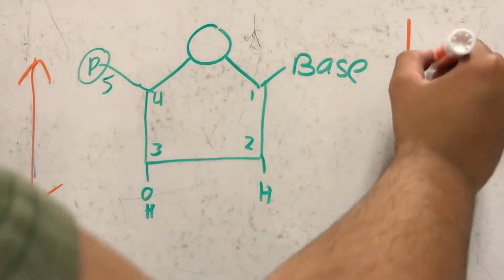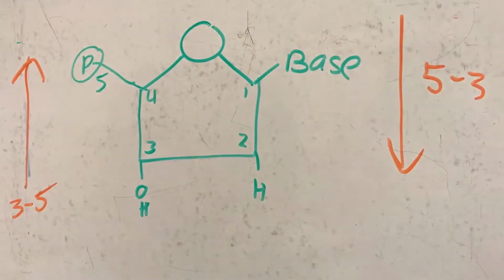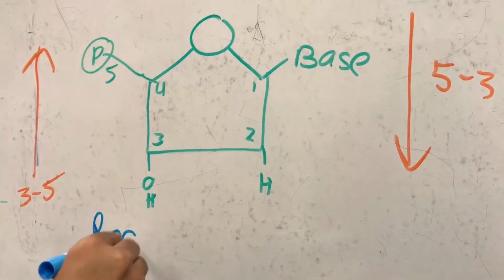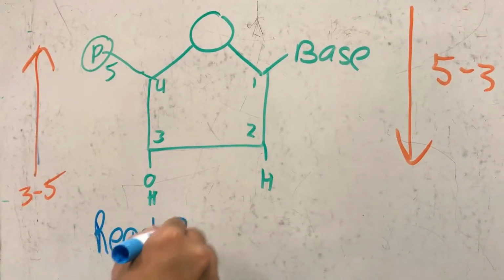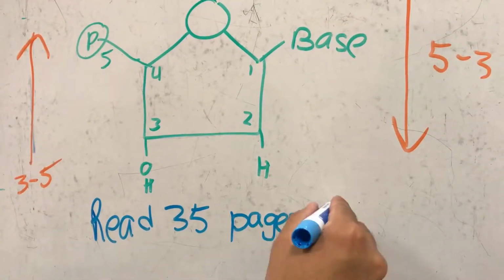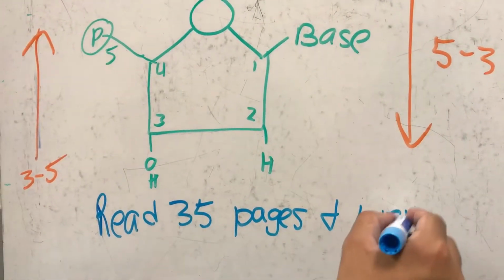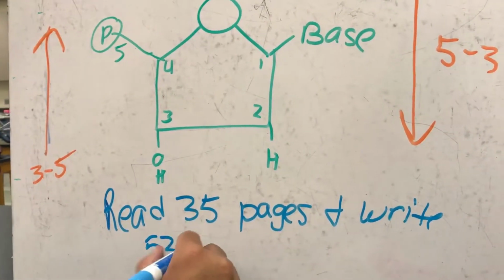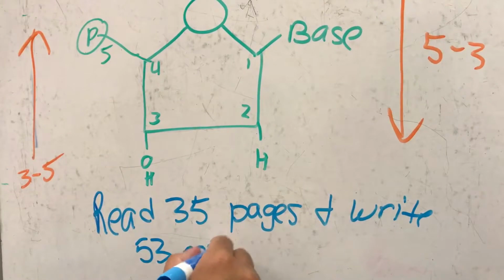So as it's going up, we go from 3 carbon to 5 carbon, and as it's going down, we go from 5 carbon to 3 carbon. So during DNA replication, remember this phrase: read 35 pages and write 53 pages.